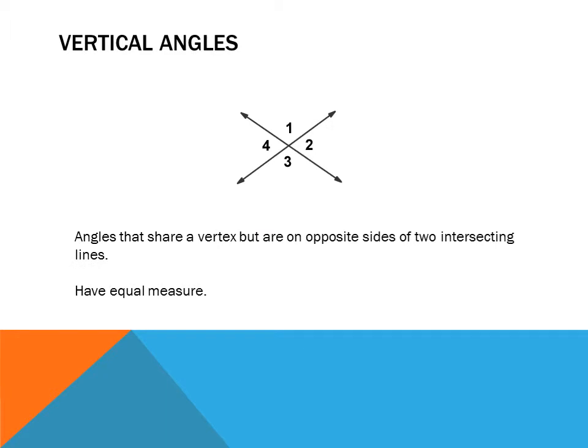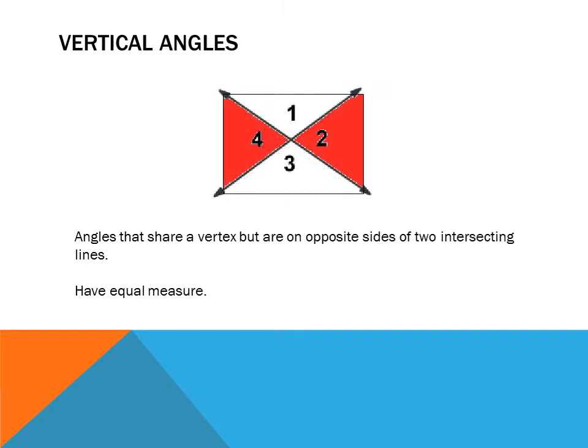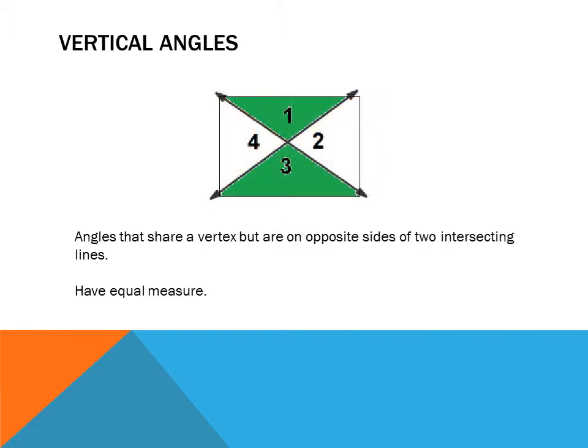Okay. Vertical angles are also review. Okay, these are angles that share a vertex but are on opposite sides of two intersecting lines. Okay, so name your 2 sets of vertical angles here. Okay, angle 2 and angle 4 are vertical angles, as well as angle 1 and angle 3.